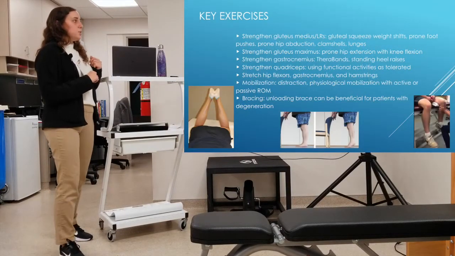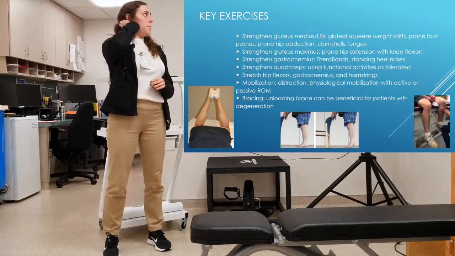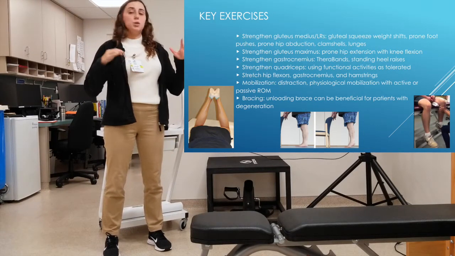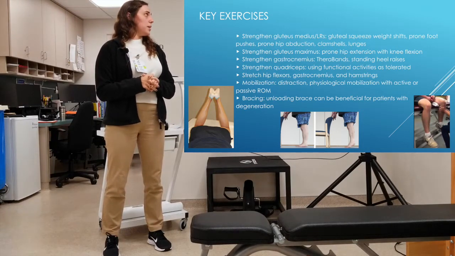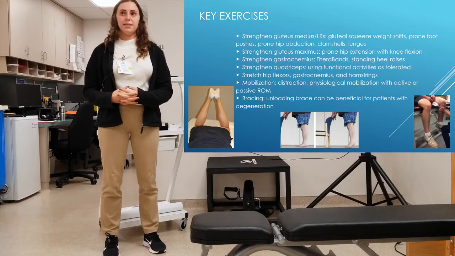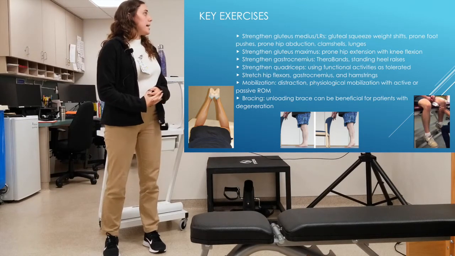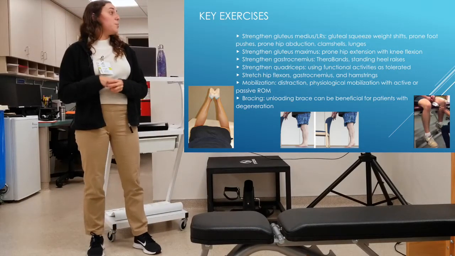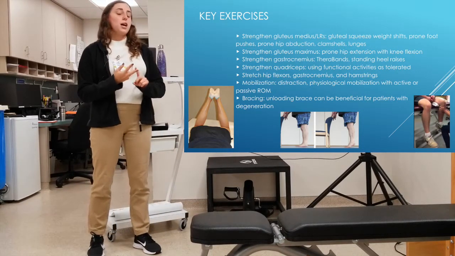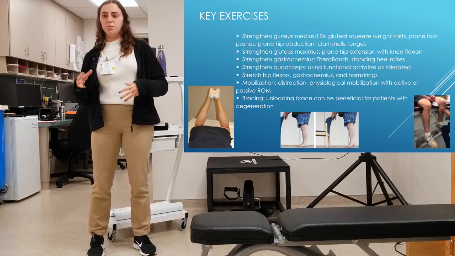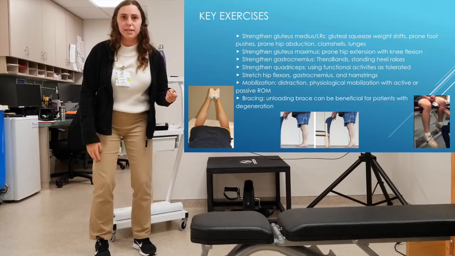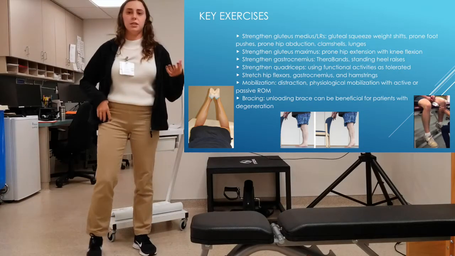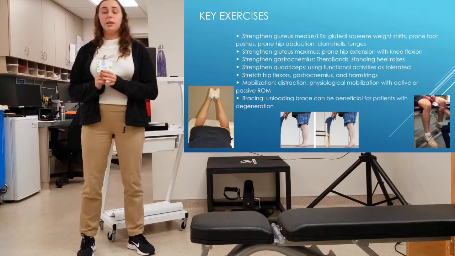So key exercises. We do have a lot of strengthening we want to do with them. We want to strengthen the glute med and the lateral rotators. Again, we can do clamshells, prone foot pushes, lunges. We want to strengthen the glute max, prone hip extension with knee flexed. We want to get the gastroc stronger, so we could do standing heel raises for that. Then we want to stretch hip flexors, gastroc, and hamstring. So a lot, especially the more degeneration patients, might have that forward flexed posture and those knees are flexed. So stretching the hip flexors might give them a little more mobility overall.